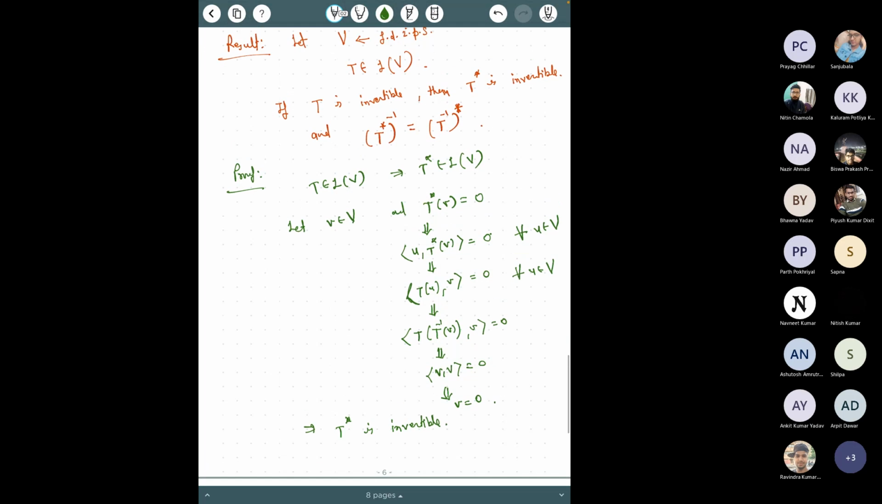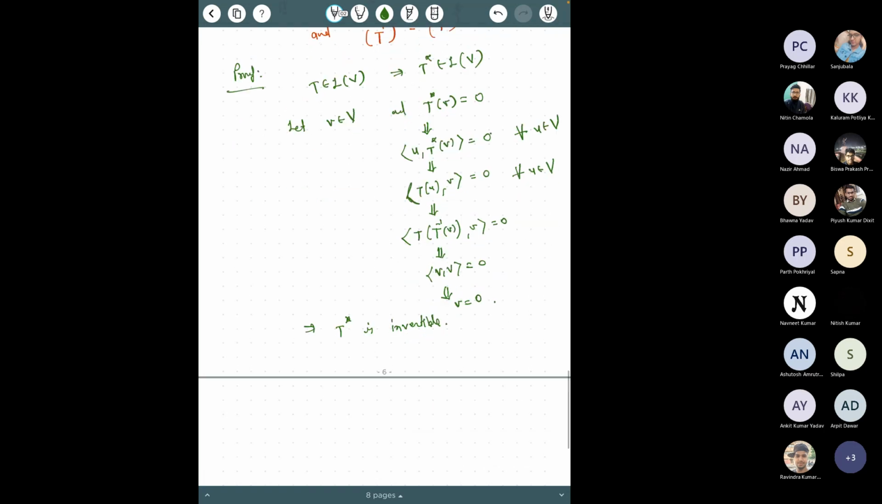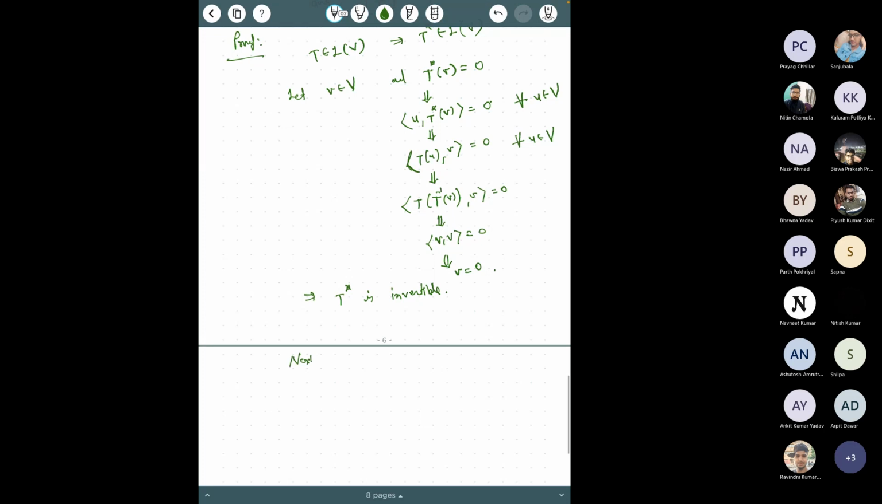So if T is invertible, then easily one can say that T star is invertible. Now we have to find the inverse of T star. We have to prove that the inverse of T star is actually star of T inverse. This is also not that difficult, but we just have to write it carefully. So the next claim is to show that the inverse of T star is just star of T inverse. This is our claim.